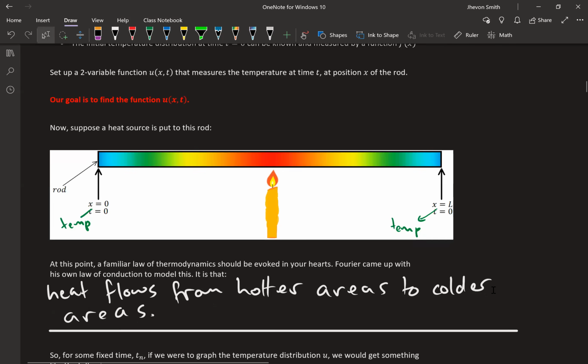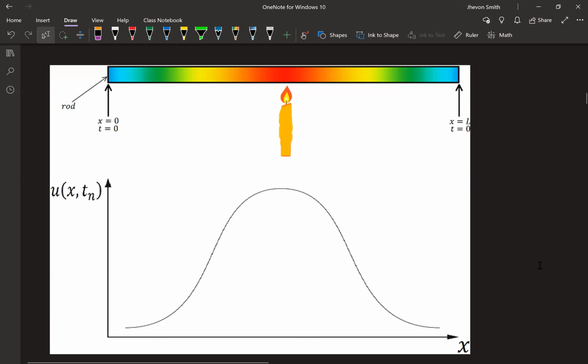Now, here's what we're going to do. Let's actually graph the temperature distribution. So let's say we fix a point in time and we graph the temperature distribution. We expect it to look somewhat like a bell curve. In the middle, it's going to have the highest temperature, right? So here, highest temperature.